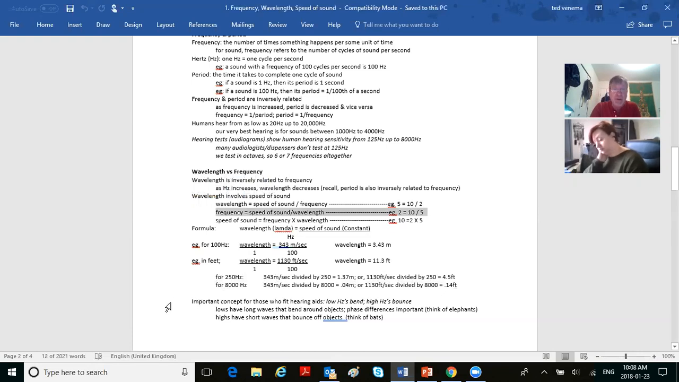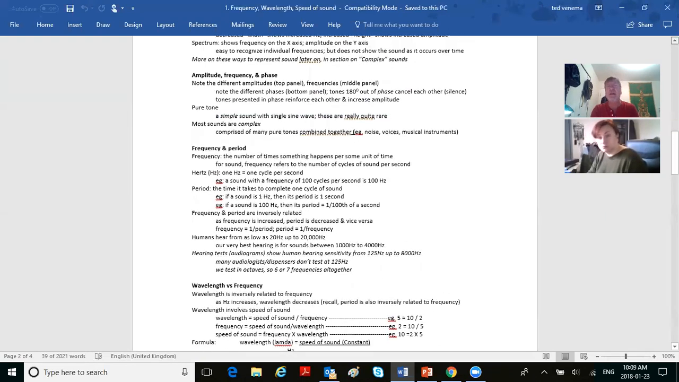And then it says at the bottom here, important concept for those who fit hearing aids. Low frequencies bend, high frequencies bounce. Low frequencies have long waves that bend around objects. Phase differences important. In other words, think of elephants. Highs have short waves that bounce off of objects. Think of bats. So now let's just review what we've covered here.